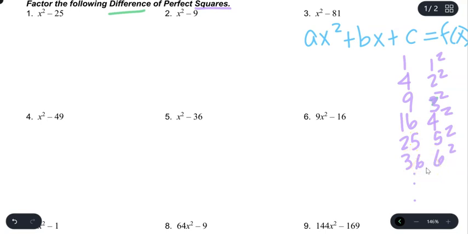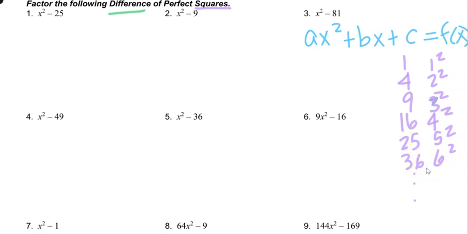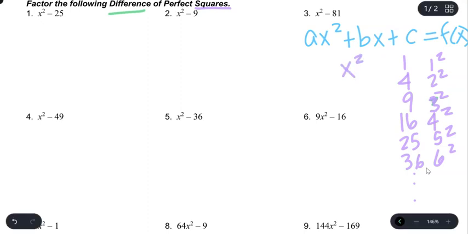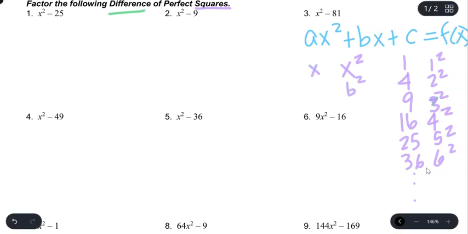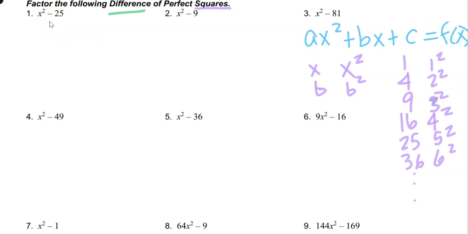You've seen this before. Now, when we look at variables, let's say we're looking at x squared. X squared is a perfect square because the square root of x squared is x. B squared is a perfect square because the square root of b squared is b. Those are also perfect squares. So perfect squares can actually exist as variables as well. So let's look at the first one. And I'm going to show you a very quick way to factor these.